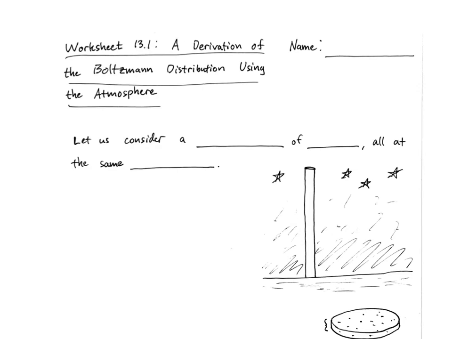But I'm going to present the Boltzmann distribution using something different and maybe a little bit unexpected. I'm actually going to use the atmosphere to demonstrate the Boltzmann distribution. Okay, so in this derivation, let us consider a column of air. In fact, maybe a better way to think about it is a column of gas, because air is of course a mixture, and we're just going to consider a column of all the same type of particle. So we may as well just say gas, though the Boltzmann distribution law does apply to the air.